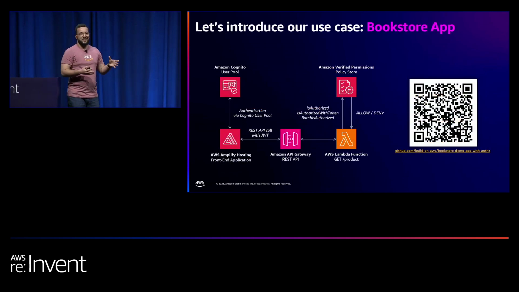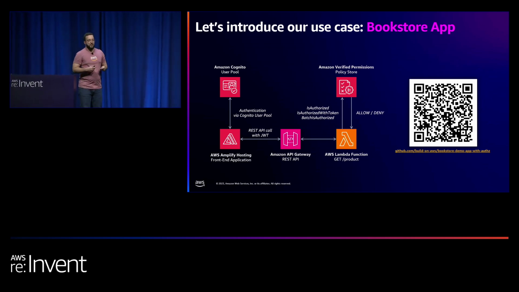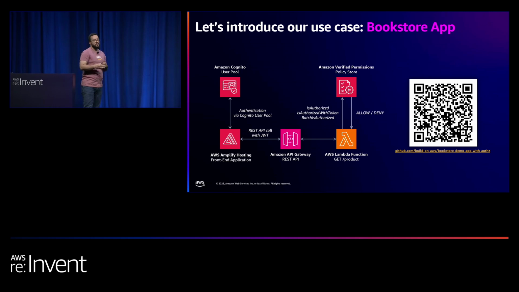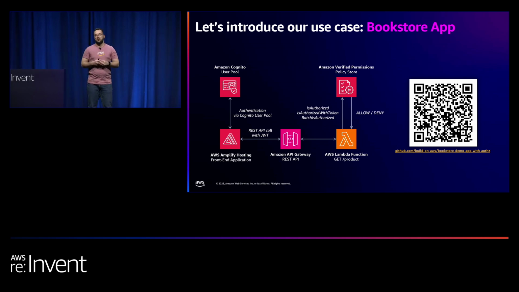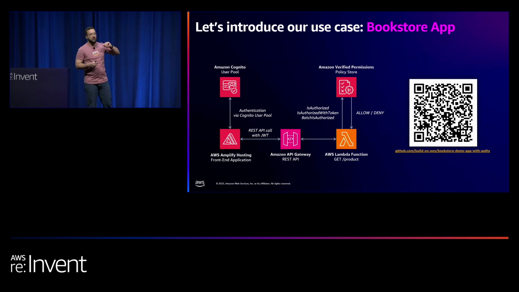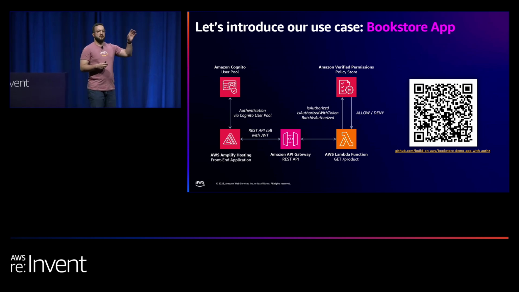Let's introduce the actual use case. It will be a very simple bookstore app. You can see on the slide that the diagram is not very complicated, but we will cover a lot of different use cases in terms of authorization. One thing that is very important to mention here is that the authentication layer and user storage layer are handled externally in Amazon Cognito.